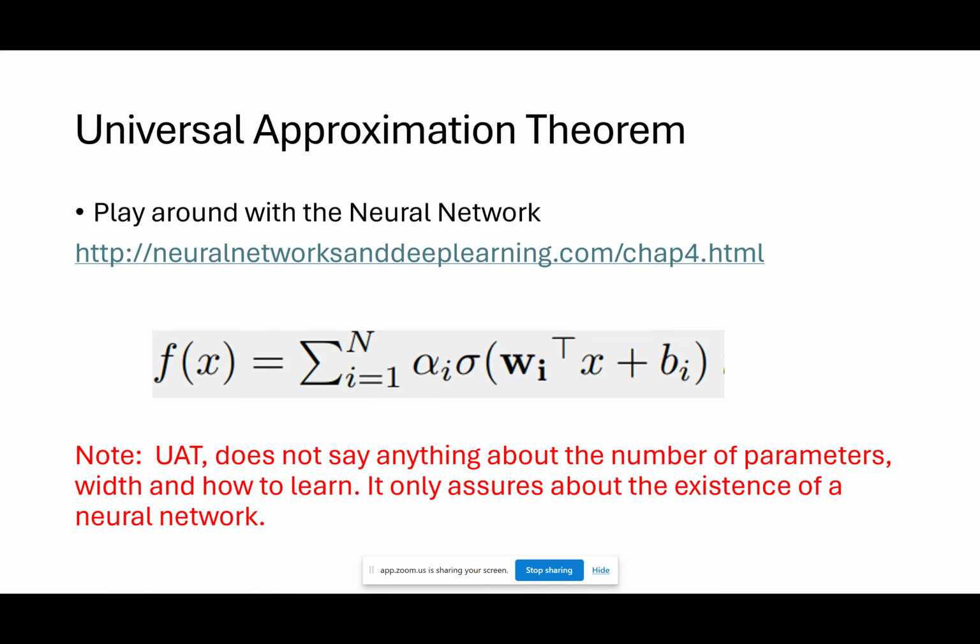It doesn't say anything. So SGD is one type of algorithm where we try to approximate this function. Maybe it may not approximate the actual function, but SGD is one way. So, stochastic gradient descent. Okay.